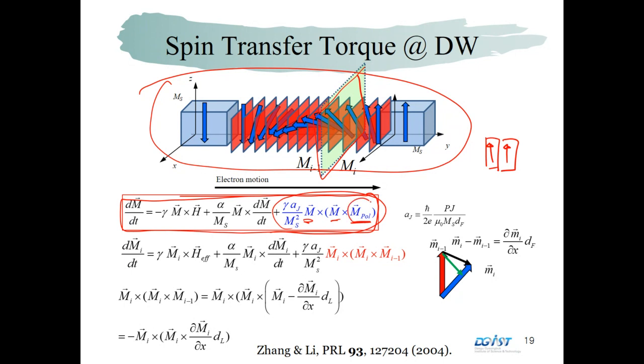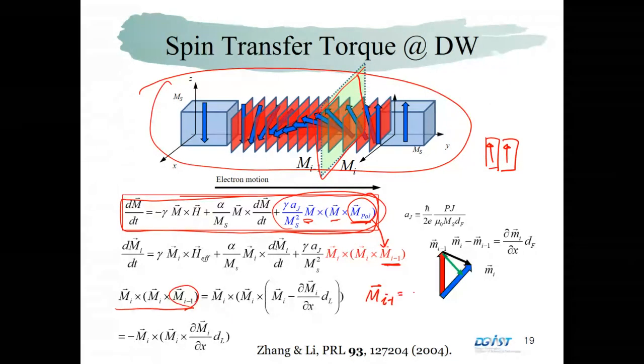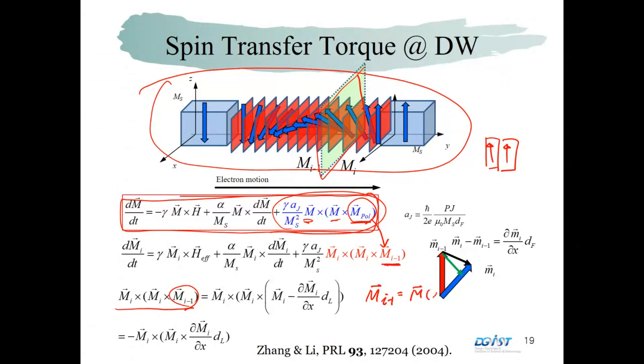So you can replace this M polarizer with the M_{i-1} layer. Now think about the i-th layer. So we can just replace this term here. And the remaining problem is we can rewrite this cross product with this relation. Here, this M_{i-1} means the magnetization at the position of the previous layer.